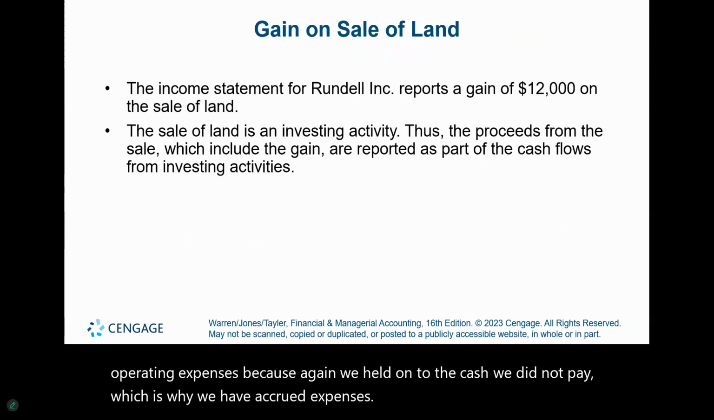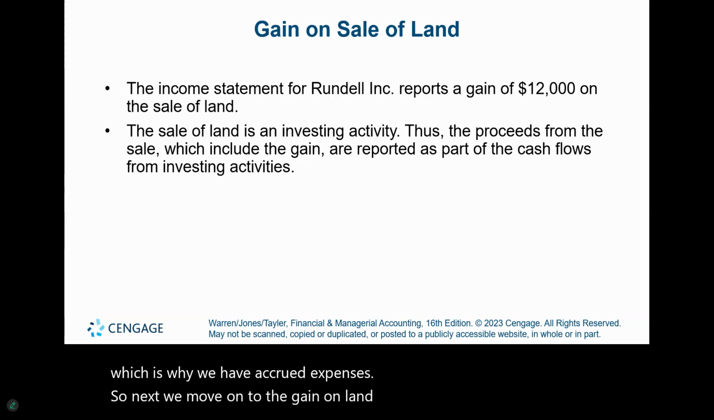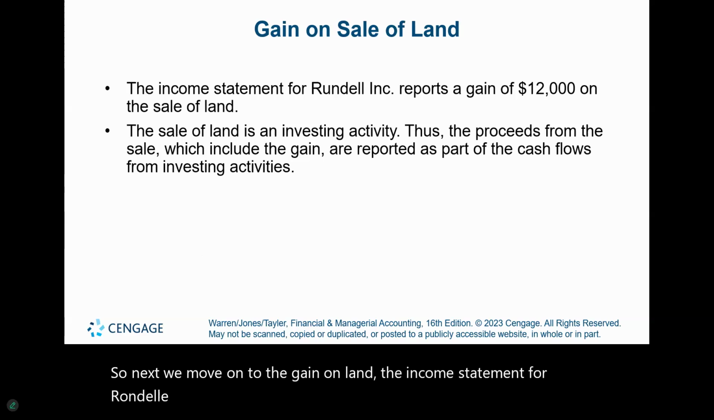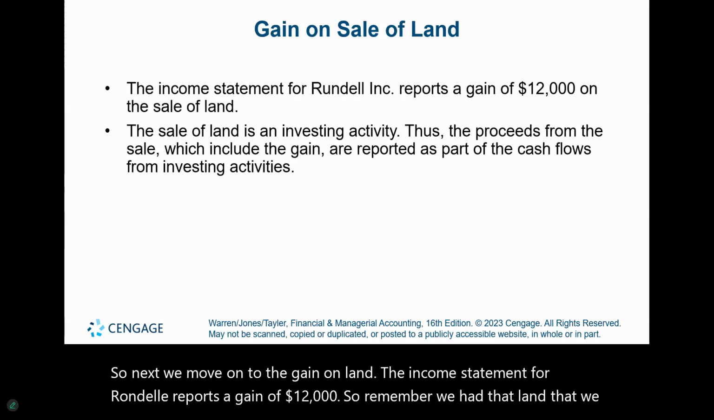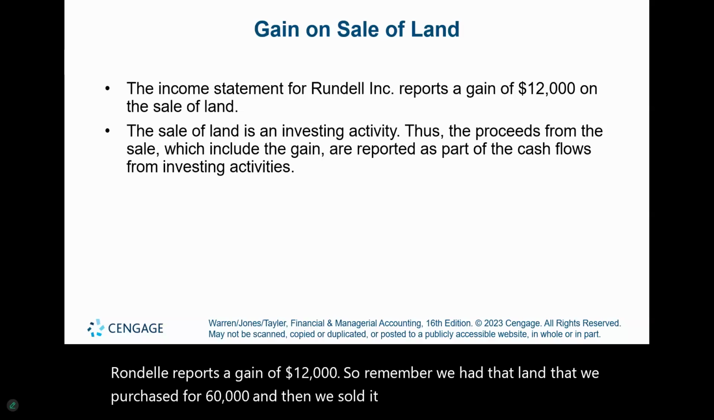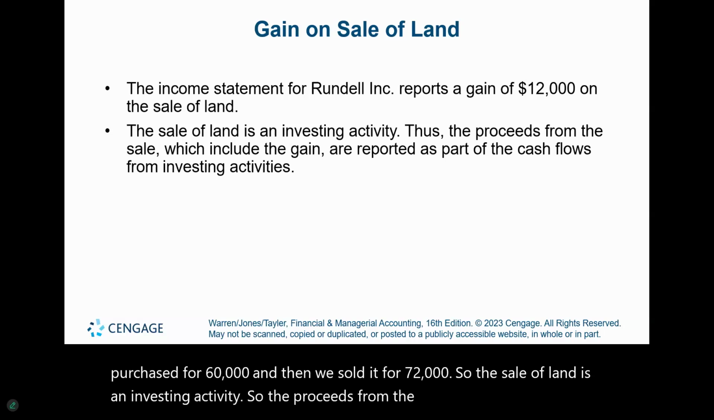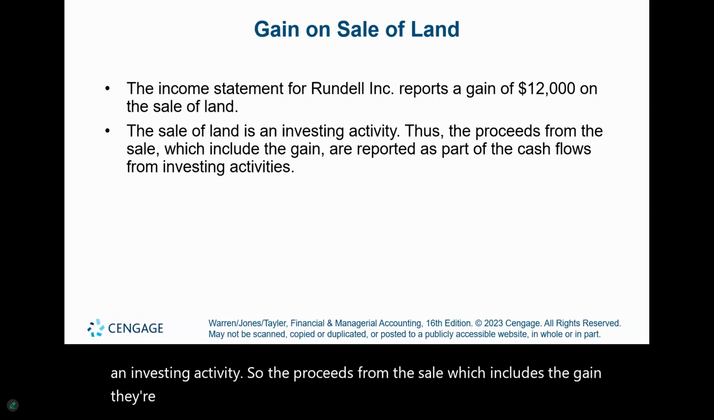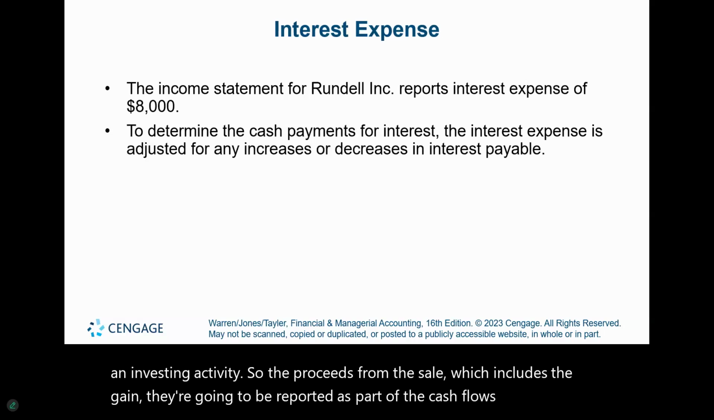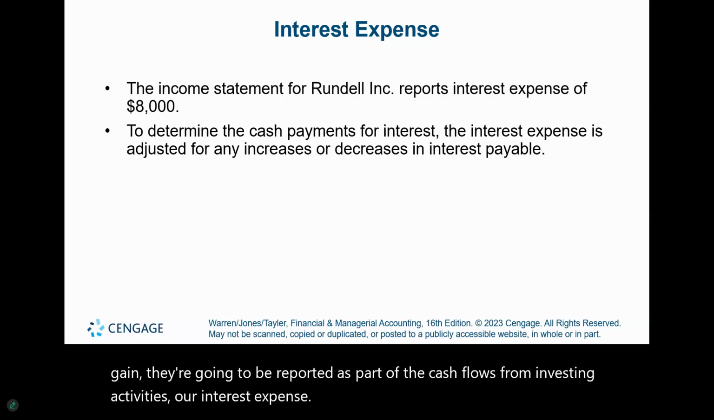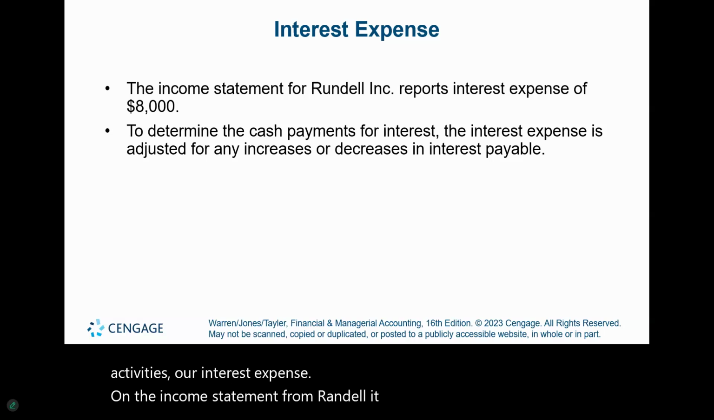So next we move on to the gain on land. The income statement for Rundell reports a gain of $12,000. Remember, we had that land that we purchased for $60,000 and then we sold it for $72,000. So the sale of land is an investing activity. The proceeds from the sale, which includes the gain, are going to be reported as part of the cash flows from investing activities.